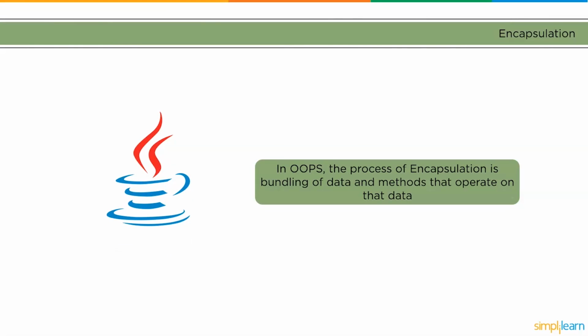So in the object programming concepts in Java, the process of encapsulation is bundling the data and methods that operate on the data. A little bit confusing, I understand, but let me clarify this. So basically, in object-oriented programming, you will be having objects, classes, and inside the classes, you will be having data members. So data members are nothing but the variables which are storing your values. So for example, int a is equals to 10, int b is equals to 20. So a and b are your data members.